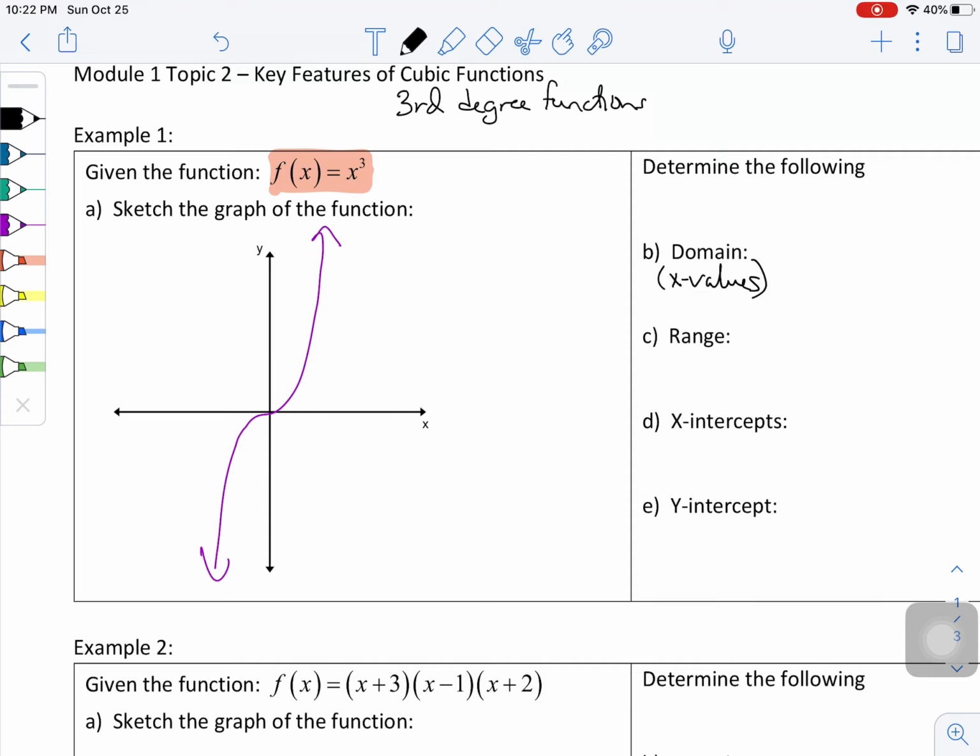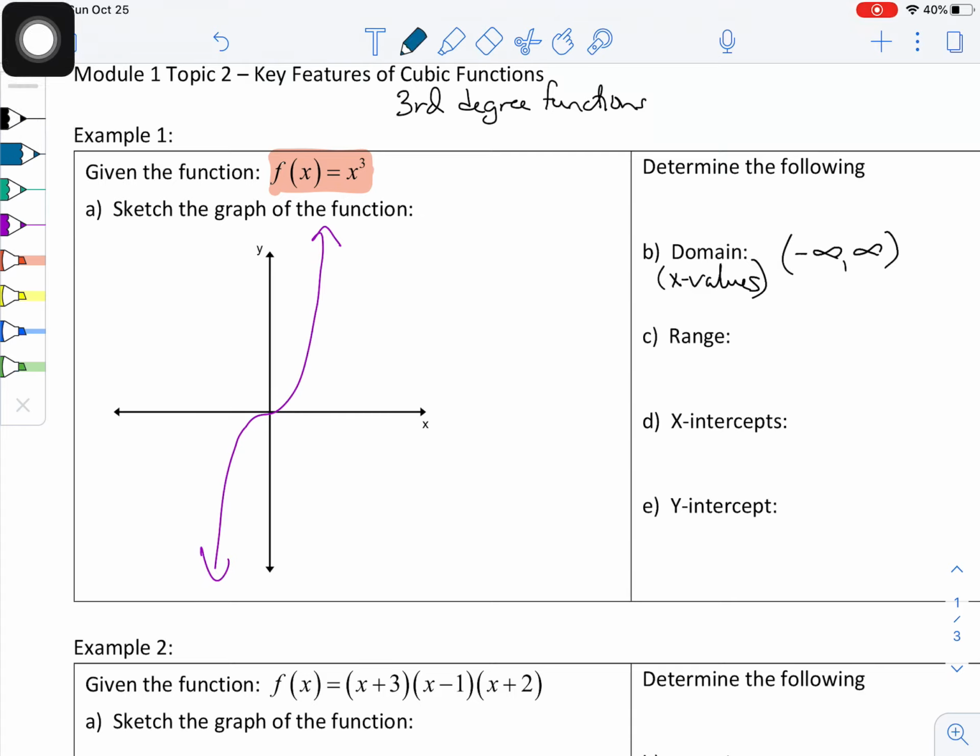So how far to the left does this graph go? How far to the right does this graph go? And if we look, as the graph is dropping, it's getting further and further to the left, and as it's increasing here, it's getting further and further to the right. So what's its domain? Well, it's going to be eventually everything: negative infinity to positive infinity. Every x value in the whole wide world works. All of them are fine.